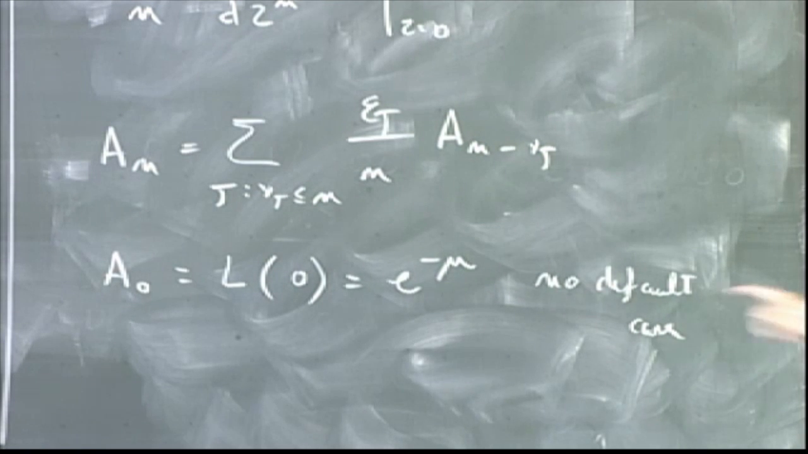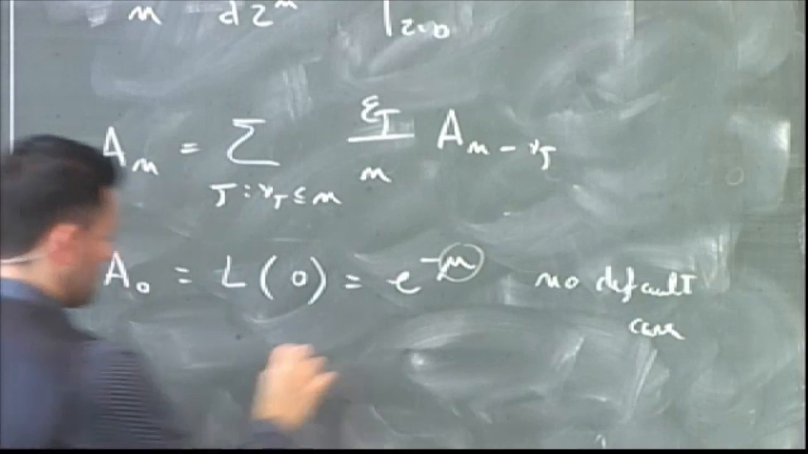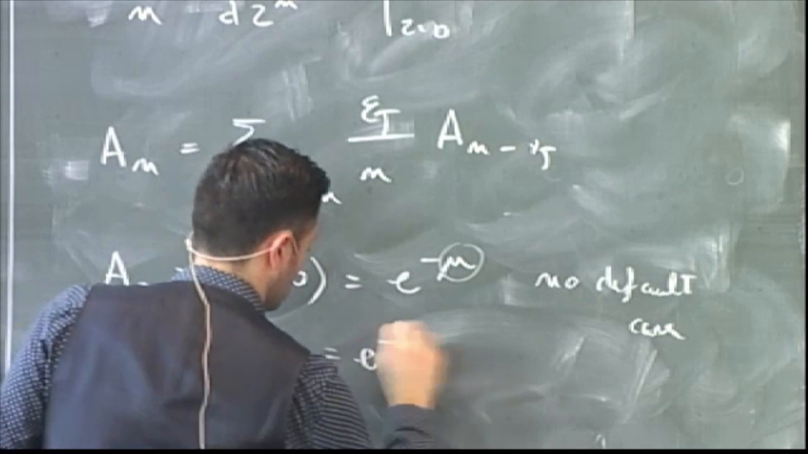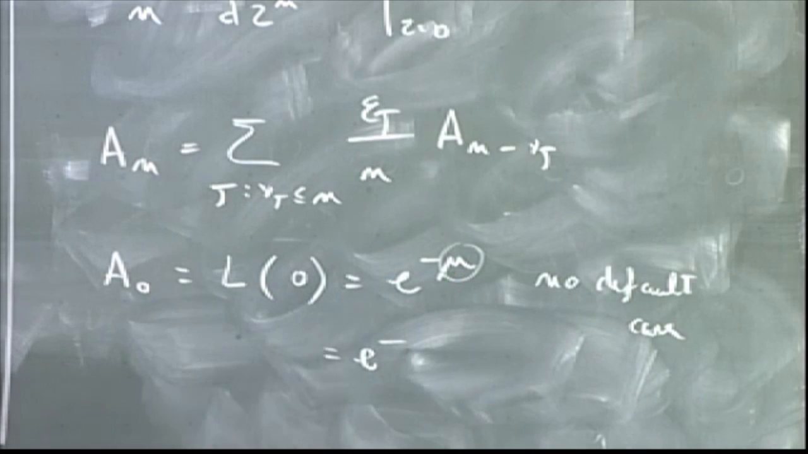But consider this object, okay? This object is what? It's this, okay? And this is also equal to the sum in J of what? Epsilon J over mu J, okay?